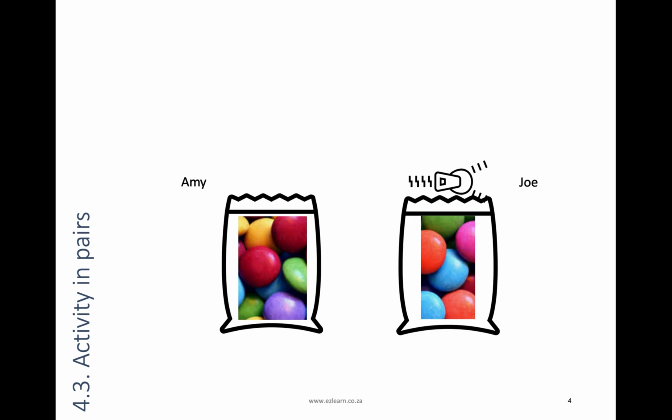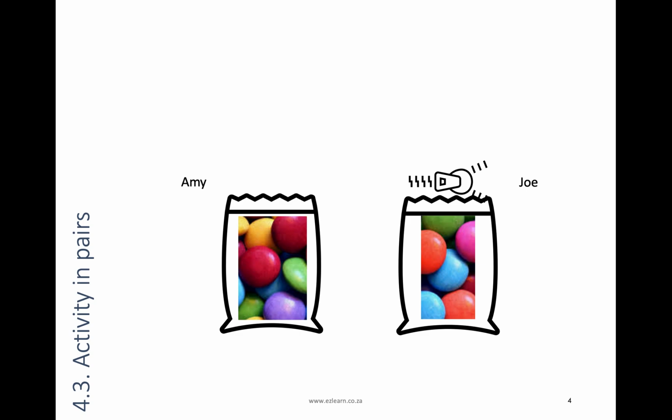Imagine that the first bag is Amy's bag and the second bag is Joe's bag. And Amy and Joe are siblings, brother and sister. If they look at their Smarties right now, do you think they'll be happy? Well, I don't know. Joe might complain that Amy's got more Smarties, and Amy might complain that Joe's got the pink one and she wants the pink one. So how can their mother solve this problem?